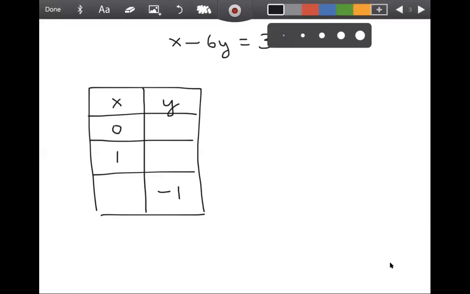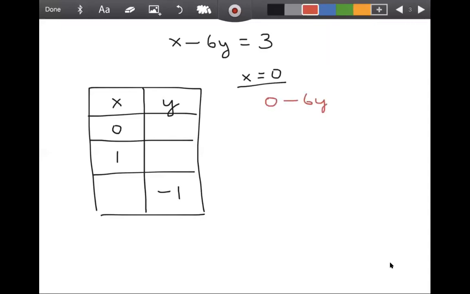We're finding a total of 3 ordered pairs, starting with when x equals 0. We have 0 minus 6y equals 3, which means negative 6y equals 3. Dividing both sides by negative 6, you get y equals negative 3/6, which simplifies to negative 1/2. So that completes that ordered pair. The ordered pair (0, -1/2) would be a solution to this linear equation.